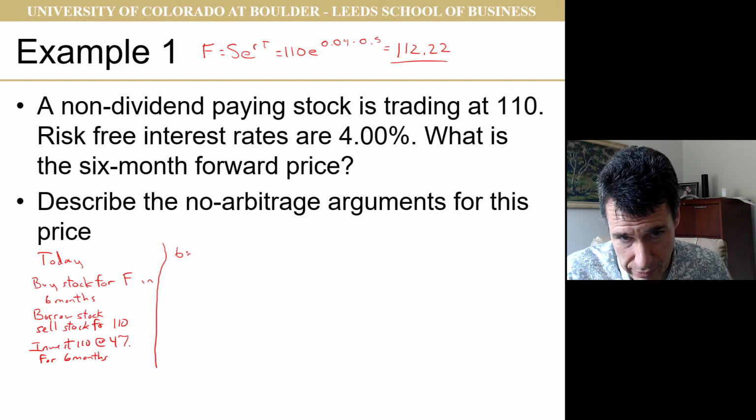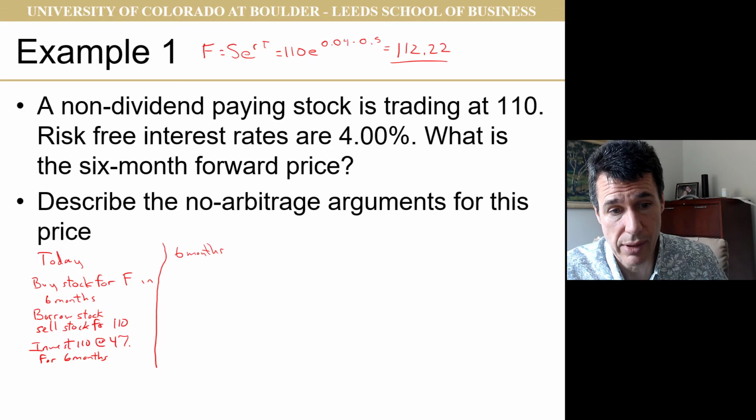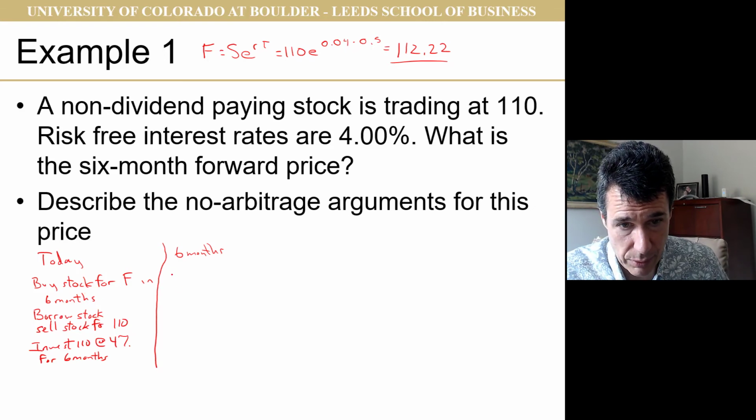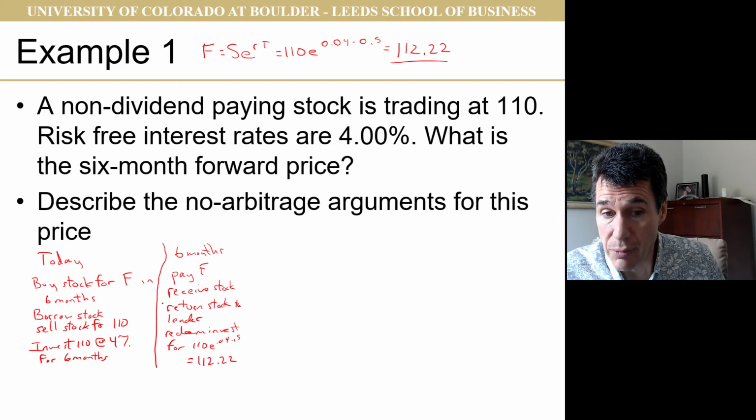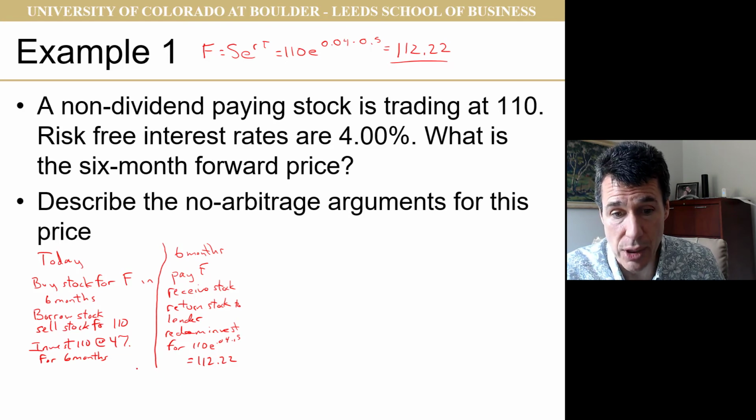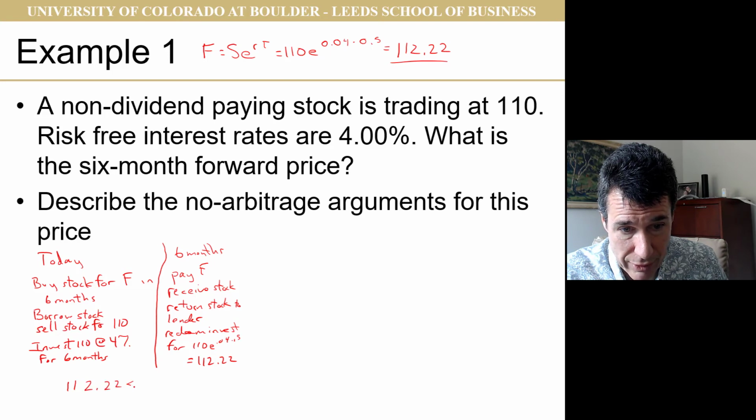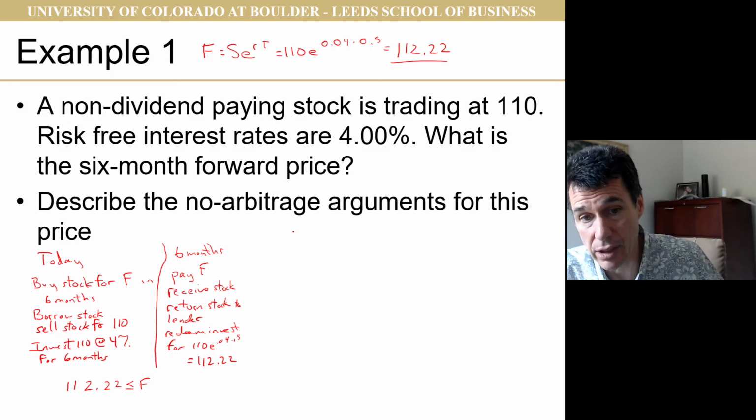Now we wait till 6 months is up. In 6 months, we're buying the stock for F, so we pay F. We receive the stock. We return the stock to the lender. And we've got an investment, so we redeem our investment for 110 e to the 0.04 times 0.5, which is 112.22. Now we've paid F, we received 112.22. For there to be no arbitrage, 112.22 has to be less than or equal to F. Right? That's our fair argument.